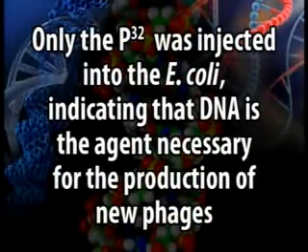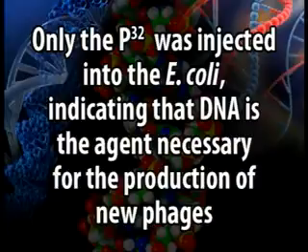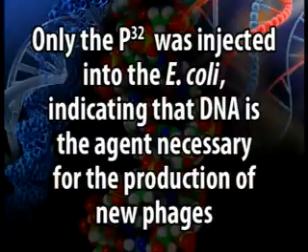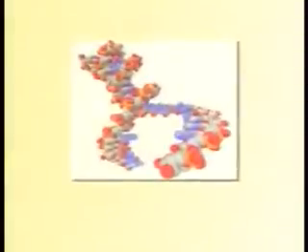Only P32 was injected into the E. coli, indicating thereby that DNA is in fact the agent necessary for the production of new phages. And the conclusion from this experiment is almost inescapable. We cannot escape the conclusion that DNA is basically the hereditary material. The phage proteins are mere structural packaging that is discarded after delivering the viral DNA into the bacterial cell. Now, these experiments establish beyond doubt that DNA is the genetic material.